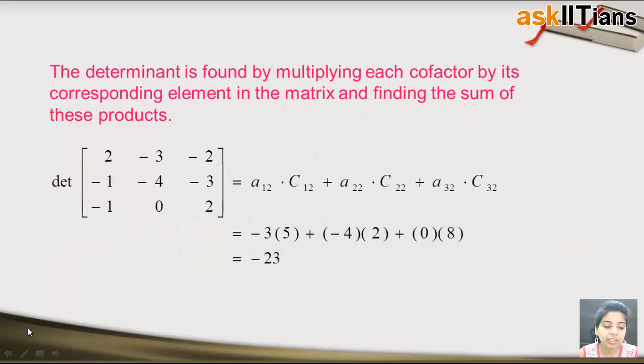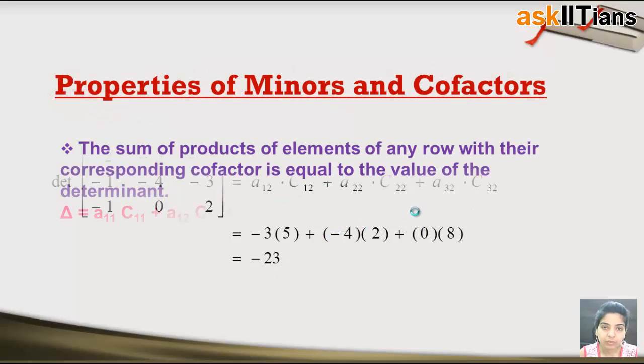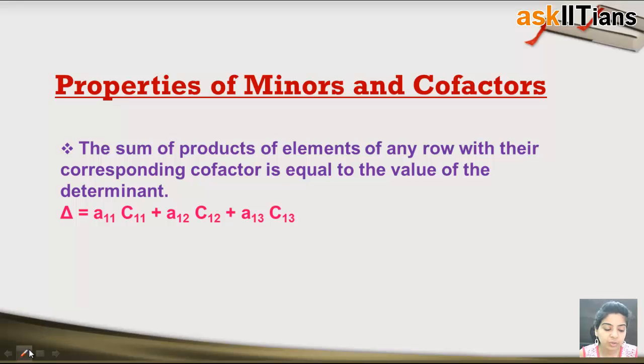So what you have done is you have already found out the minors as well as cofactors. Now how do you find out the determinant? This is the formula to find out the determinant with the help of cofactors. Since we are expanding along the second column, we have A12 into its cofactor, plus the next element into its cofactor, plus similarly this into its cofactor. This gives us the determinant as minus 23. So it was quite simple. I am sure you would have understood it.